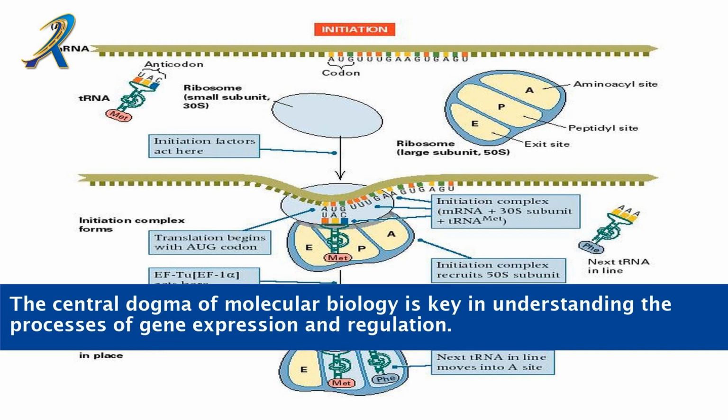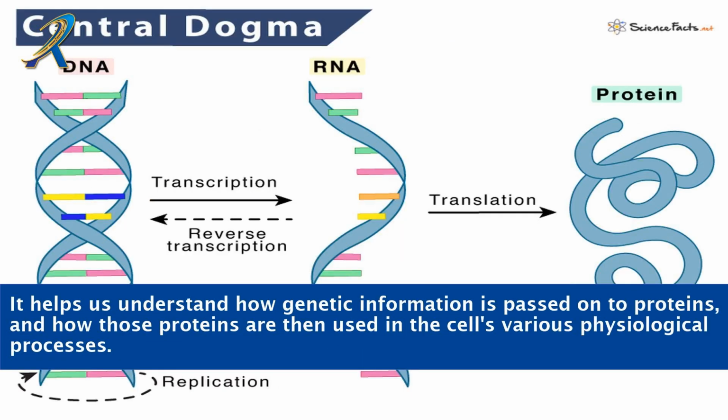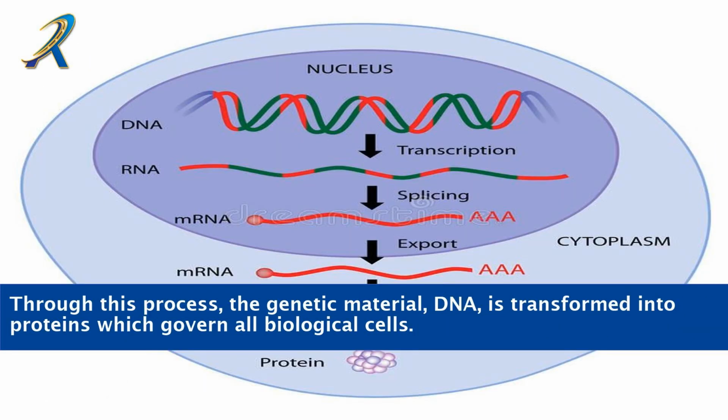The central dogma of molecular biology is key in understanding the processes of gene expression and regulation. It helps us understand how genetic information is passed on to proteins, and how those proteins are then used in the cell's various physiological processes. Through this process, the genetic material, DNA, is transformed into proteins which govern all biological cells.